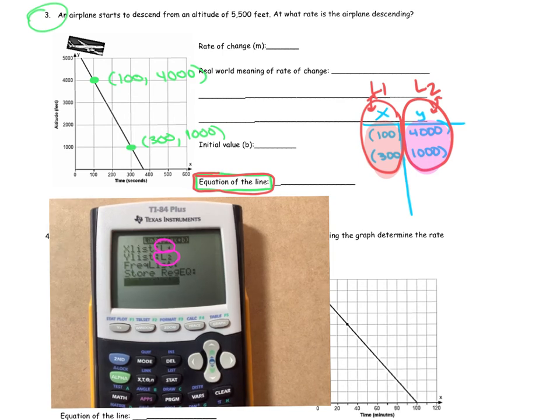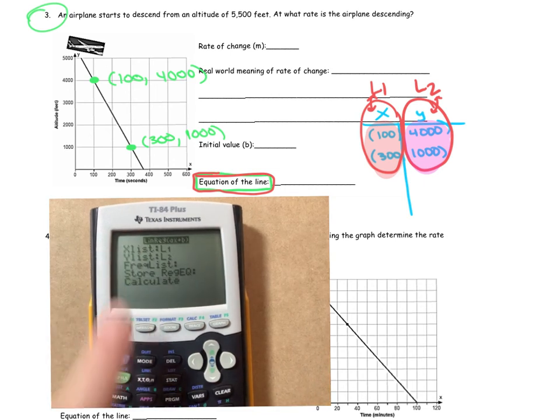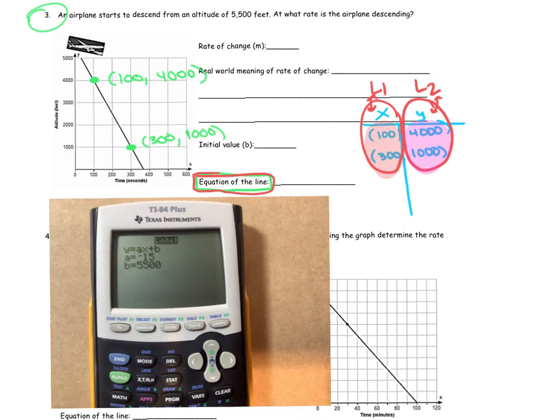Okay, so I already had my information there for L1 and L2. So we're good. We're going to scroll all the way down to calculate, click enter, and there is my equation of the line. Y equals negative 15x plus 5,500.